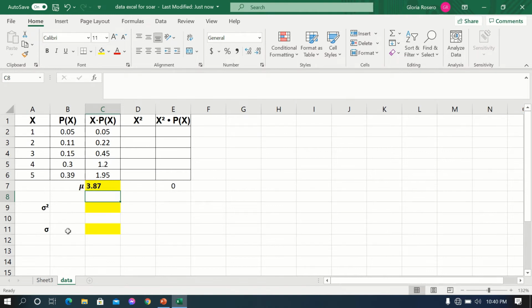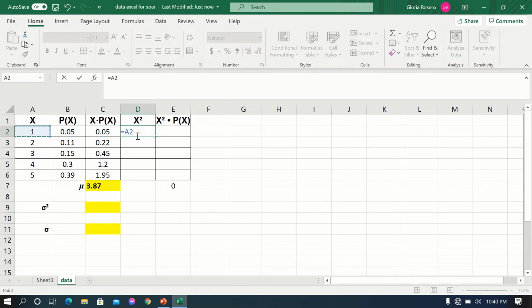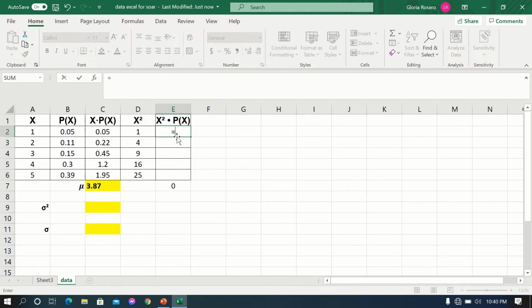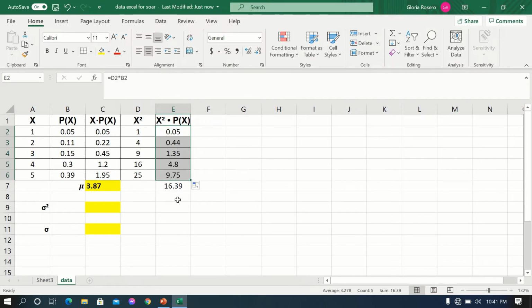To find for the variance and standard deviation, complete these two columns. For the x squared, just multiply the x by itself. Then drag down. For the last column, we have x squared times p of x, therefore equals, then x squared, then asterisk p of x. Then drag down. We have now here the sum of x squared times p of x.